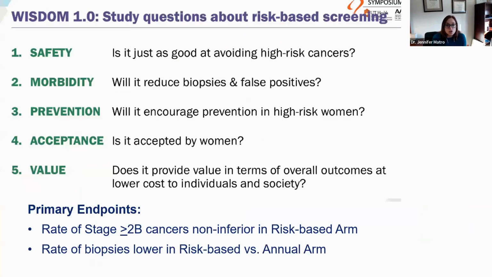They were asking whether risk-based screening is just as good at avoiding high-risk cancers. Would it reduce biopsies and false positives compared to yearly screening? Would it encourage women to get prevention if they were high risk? Would women take it up? Would they accept it? And also, does it provide value to our society in terms of overall outcomes and cost? They looked at the rate of stage 2 or greater breast cancers and the rate of biopsies.